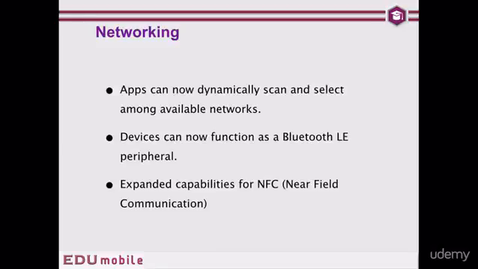Networking brings three big changes. Apps can now dynamically scan and select among available networks. This is useful for an application that needs to use some sort of specialized connection or IP port or something like that. Devices also, as far as Bluetooth, can now function as a Bluetooth LE peripheral, as well as their pre-existing functionality. And there are also expanded capabilities for near-field communication.